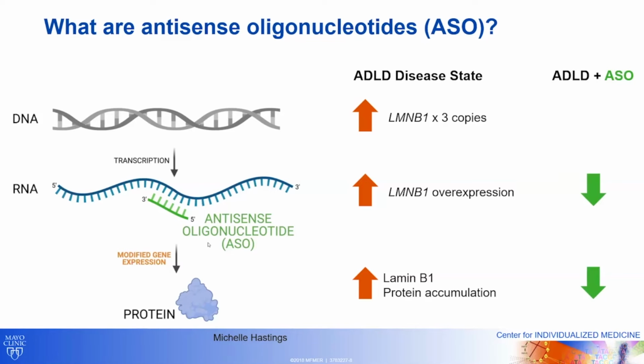And our goal is to treat these patients with an ASO that can interact at that RNA level to decrease RNA expression that will lead to a decrease in protein production. And this is the mechanism that we hope to be therapeutic in our patients.